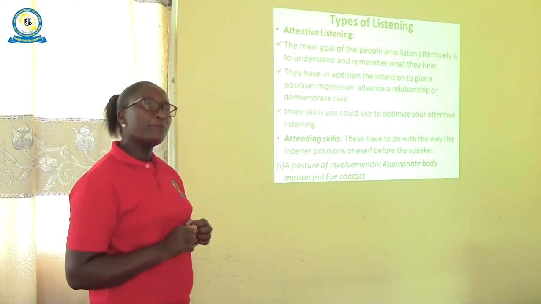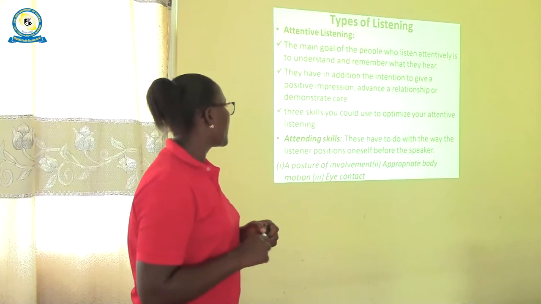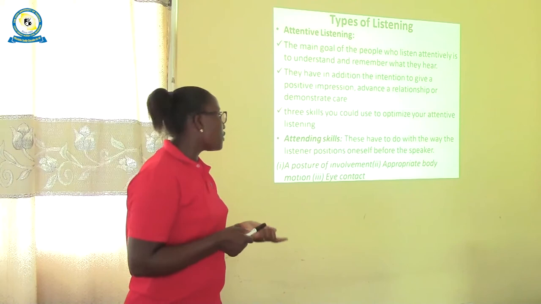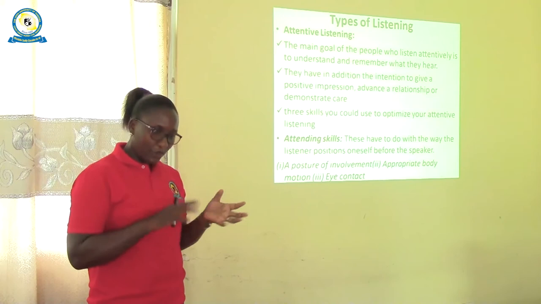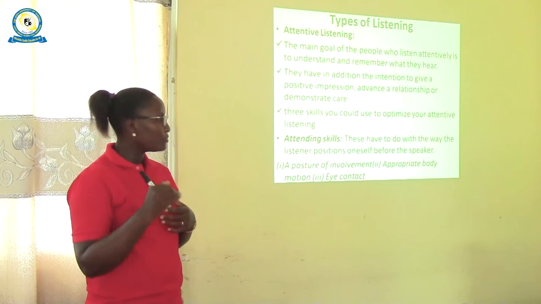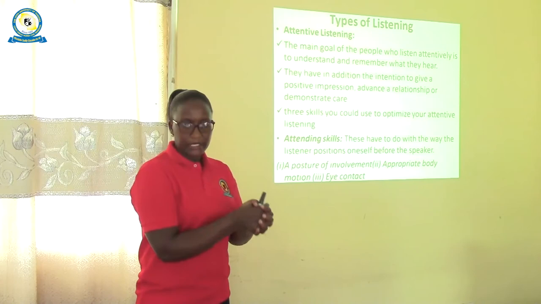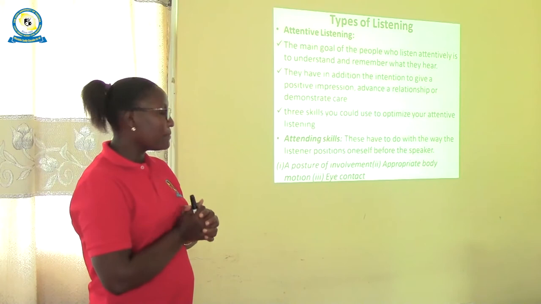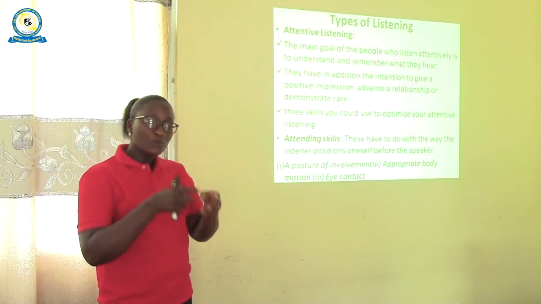It is a very important skill, because the way you position yourself against another person affects the listening. For example, using a posture of involvement, appropriate body motion, keeping eye contact. Remember, I said communication has to do with culture and context. These are factors that influence our communication. And so the posture of involvement, appropriate body motion and eye contact might be appropriate in one culture and inappropriate in another culture. For example, it is appropriate for a white person to speak to you while looking into your eyes. That shows that he or she is keeping attention, or is listening attentively.